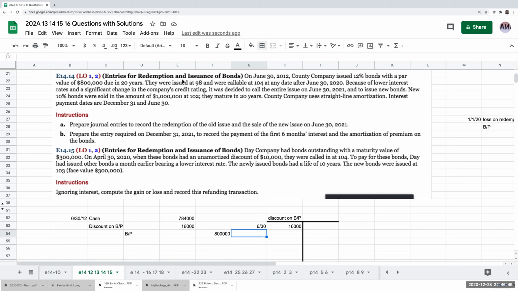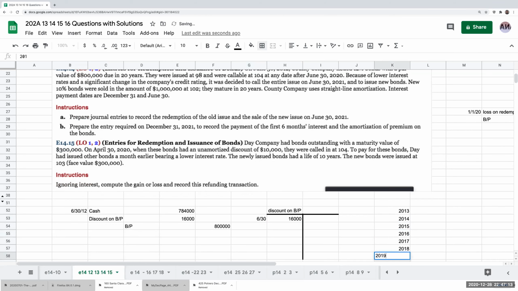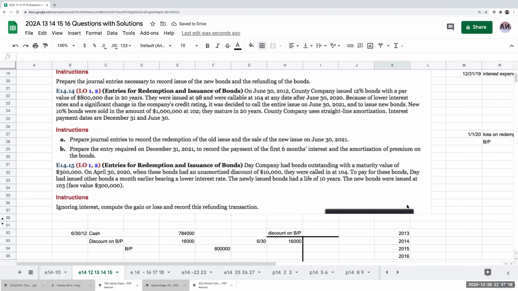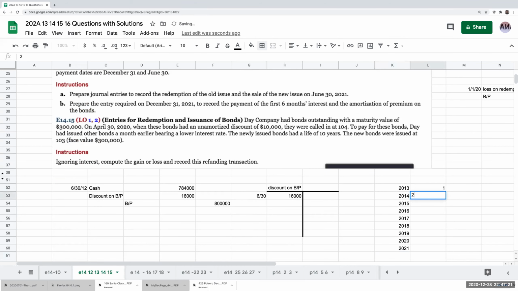Because of lower interest rates and a significant change in the company's credit rating, it was decided to call the entire issue on June 30th, 2021. So how many years later is this? The bonds were issued in 2012, then 2013, 2014, 2015, 2016, 2017, 2018, 2019, 2020, and they were called in 2021. So this is 1, 2, 3, 4, 5, 6, 7, 8, 9.